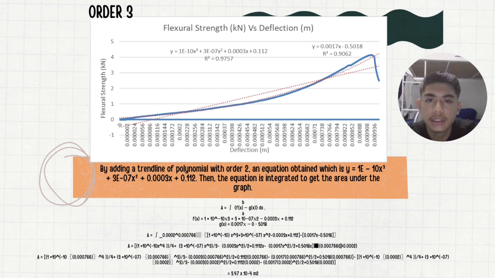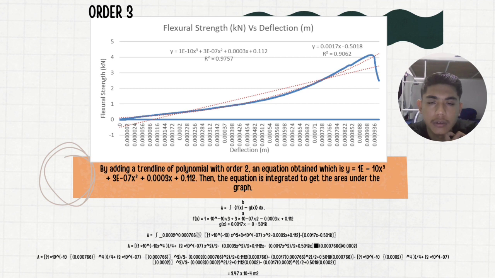Here is our third order. This is the graph. By adding a trend line of polynomial with order 3, an equation is obtained, which is y equals 1e minus 10 x to the power of 3, plus 3e minus 07 x to the power of 2, plus 0.0003 x, plus 0.112. Then the equation is integrated to get the area under the graph.